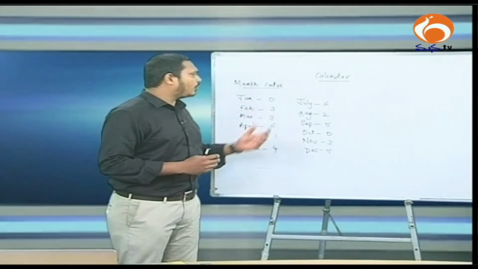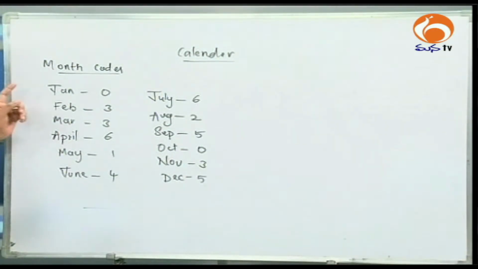So these are the codes for the respective months. January it is 0, February it is 3, March it is 3, April it is 6, May it is 1, June it is 4, July it is 6, August it is 2, September it is 5, October it is 0, and November it is 3, December it is 5. So these are the corresponding codes for the respective months.